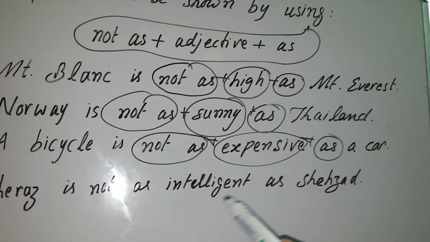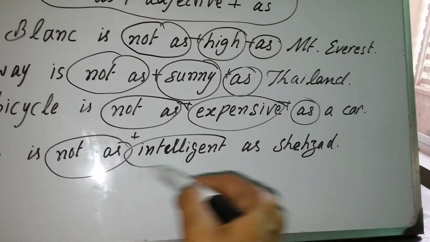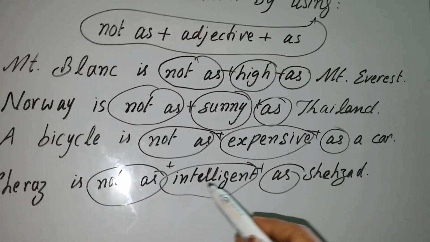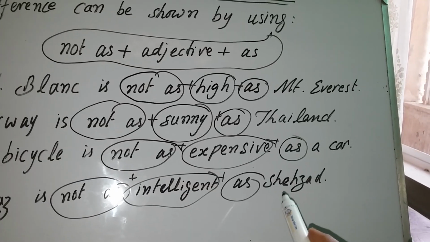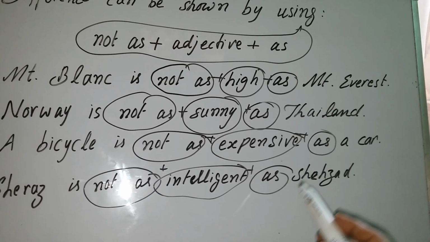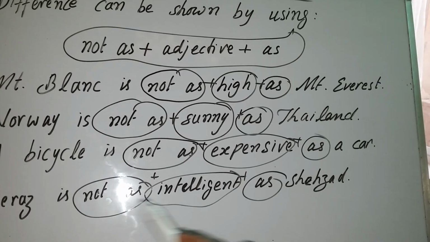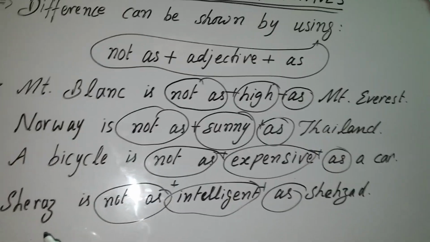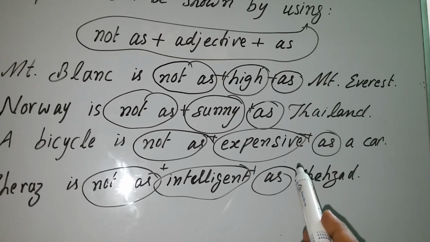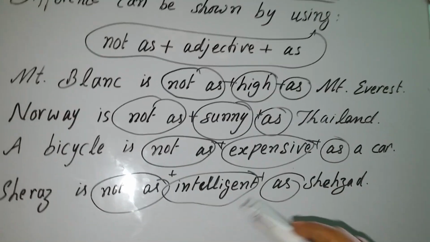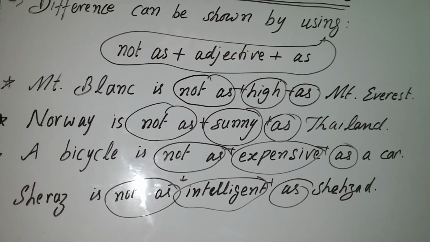Shiraz is not as intelligent as Shehzad. Not as plus intelligent plus as. Now Shiraz is not as intelligent as Shehzad. It means Shehzad is more intelligent than Shiraz. Or we can also say that Shiraz is less intelligent than Shehzad. So in this way you can also show the difference between the two nouns.